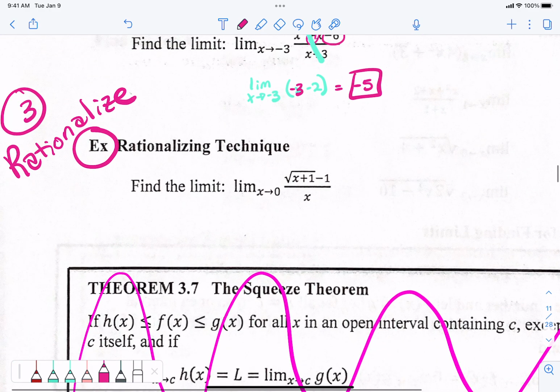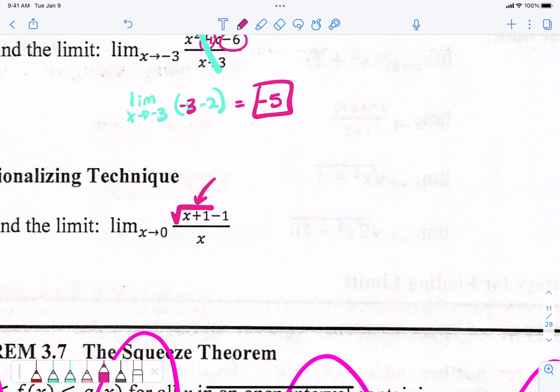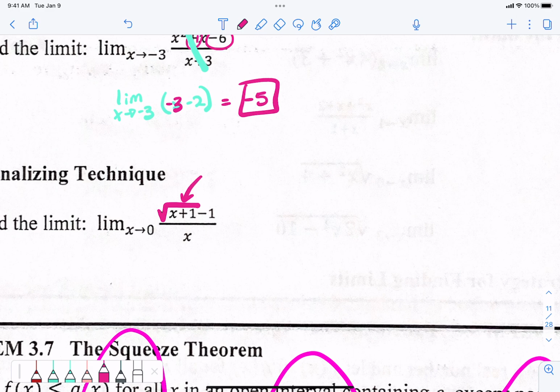You know that you need to rationalize if you have a square root in there. This is like the key right here. When it has one of those, you're probably going to end up rationalizing, and it's going to end up being really super nice.